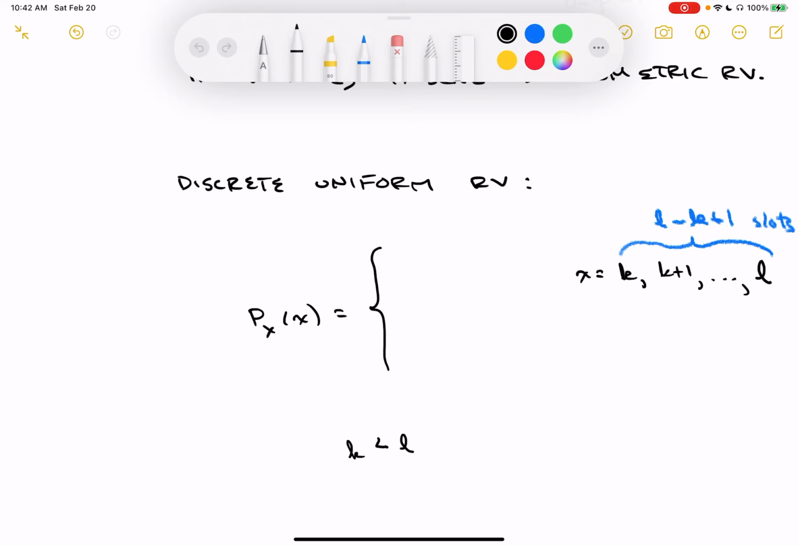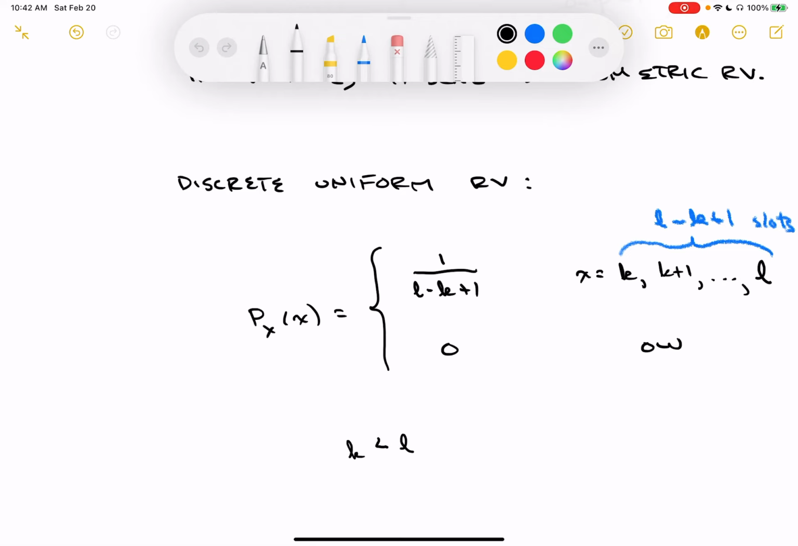If they're all equally likely, the probability is just going to be 1 over the total number of slots that we have. So we're going to have 1 over L minus K plus 1. If I have L minus K plus 1 values, each of which has a weight of 1 over L minus K plus 1, the total amount of probability is going to be equal to 1. Furthermore, if L is greater than K, then that probability is also non-negative, which is exactly what we need.